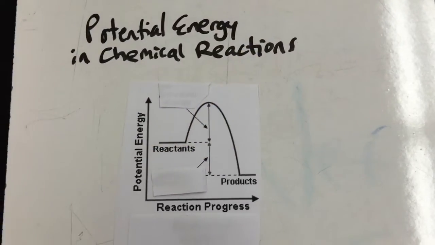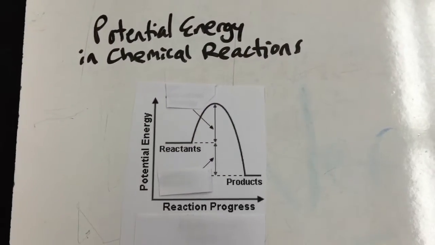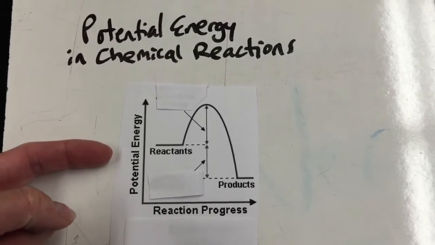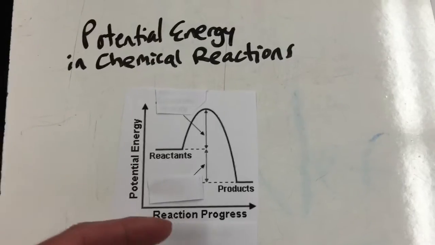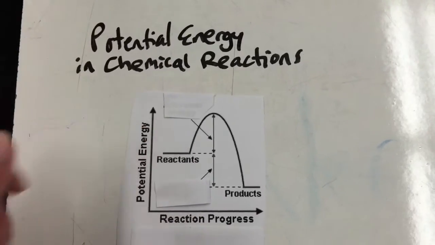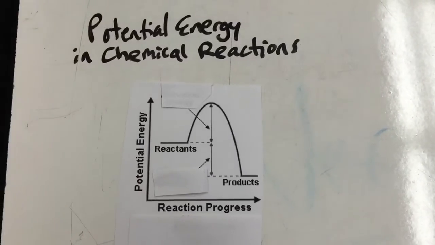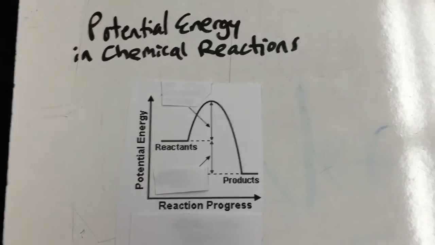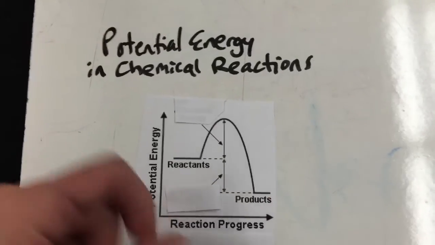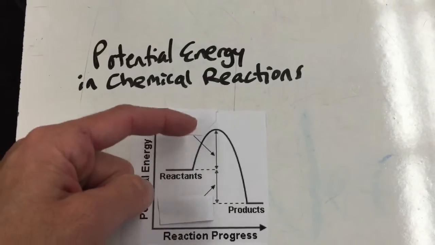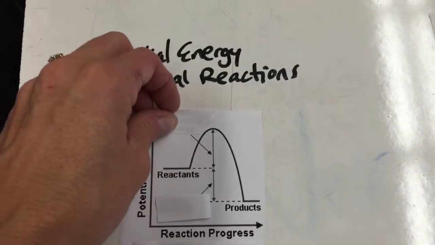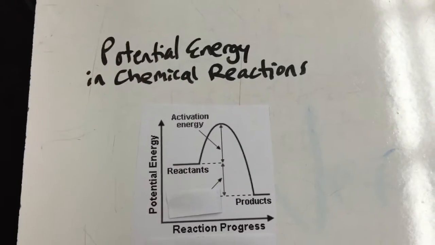Okay, so this is a graph showing the potential energy in chemical reactions. We have on the y-axis the measure of potential energy, the reaction progressing here. And the reactants, for example, when we burnt the marshmallow, reactants would be glucose and oxygen. Our products would be carbon dioxide and water. So we had to light the marshmallow to get the energy started, to get this chemical reaction. This is called our activation energy.